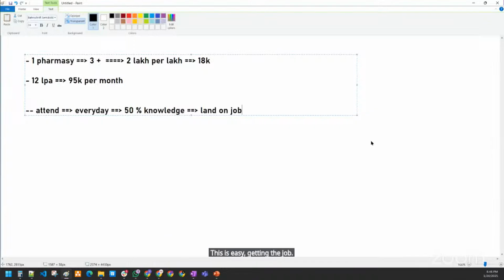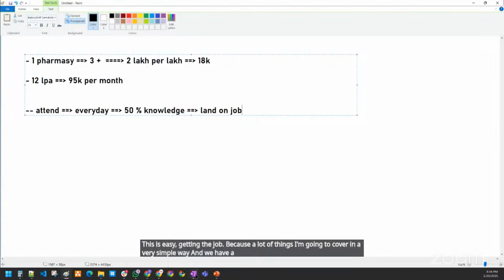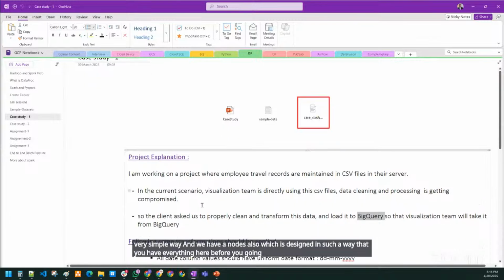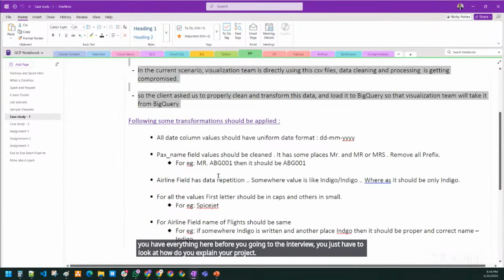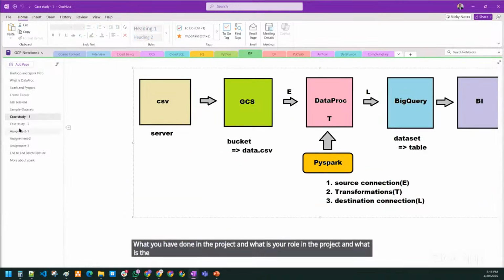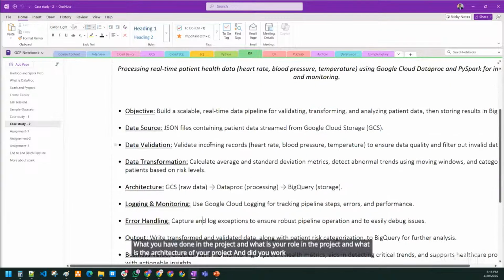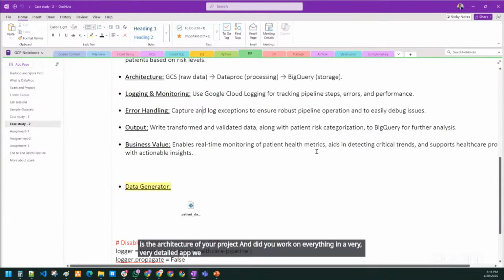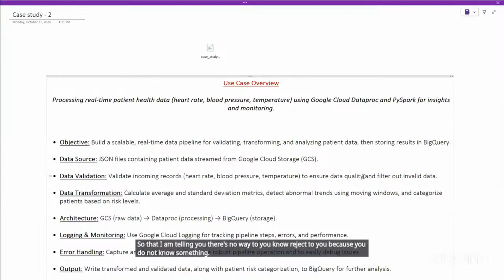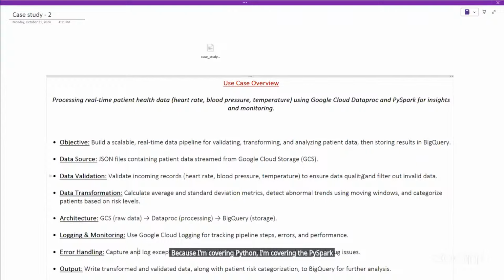Because a lot of things I'm going to cover in a very simple way. We have notes also, designed in such a way that you have everything there. Before you go to the interview, you just have to look at how to explain your project, what you have done, what your role was, what the architecture of your project is, and how you worked on everything in detail. There is no way to reject you because you do not know something. I am covering Python, PySpark, and real-world case studies. We will have interview questions also.